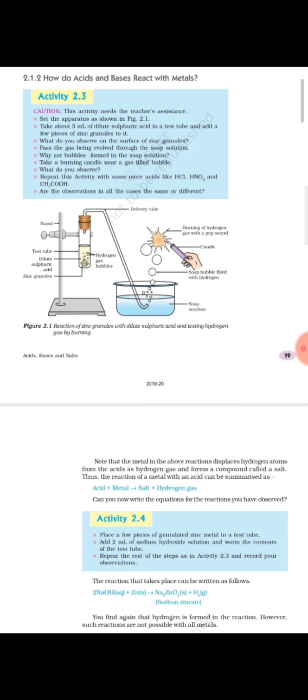Now this is about the reaction between zinc metal and acid. Suppose instead of acid we are taking a base, then what kind of observation will we have? Before that, try to write the equations of zinc metal with dilute sulfuric acid as well as dilute hydrochloric acid.